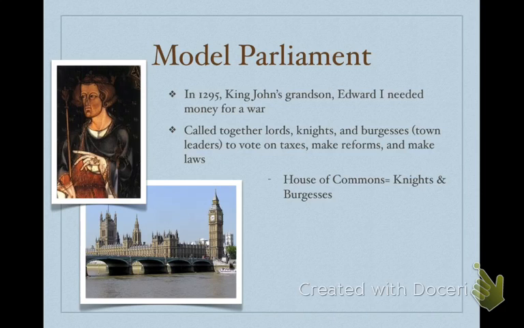We have the House of Commons, which are made up of the knights and the burgesses, kind of town leaders. Think of them as your mayors. And you have the House of Lords, which were made up of nobles, kind of the aristocracy, and bishops. So you have these two houses that will come together, vote on taxes, make reforms.